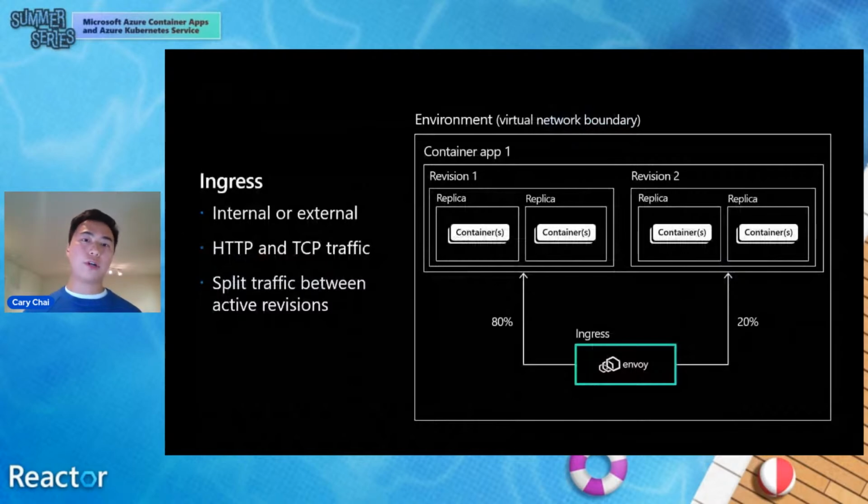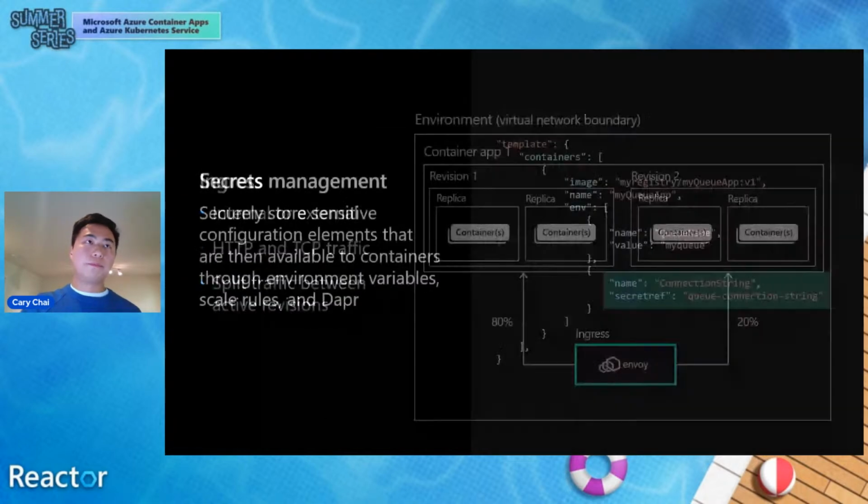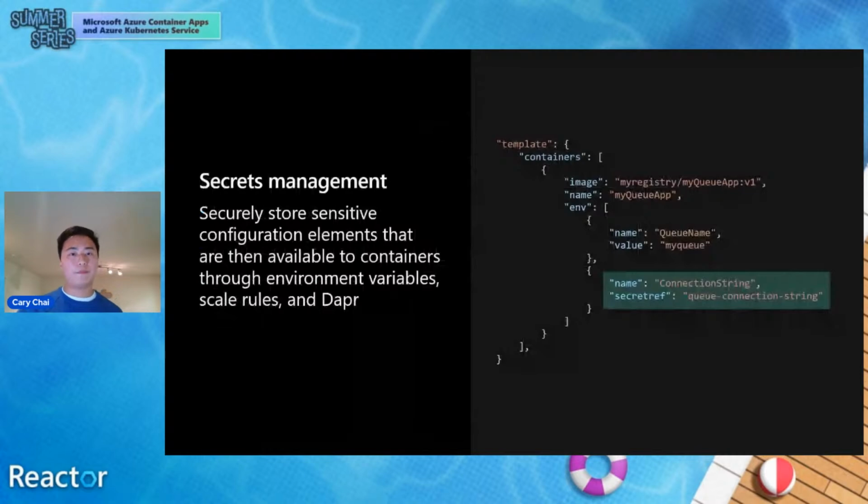What you can really easily do with traffic splitting and revisions is configure it so 80% of your traffic goes to one revision, while 20% goes to the second one. So those are just some of the really cool features we support for ingress for your container apps, and there's many more.